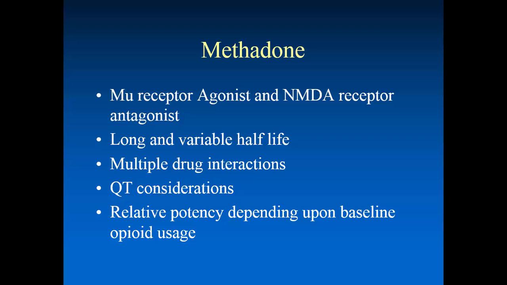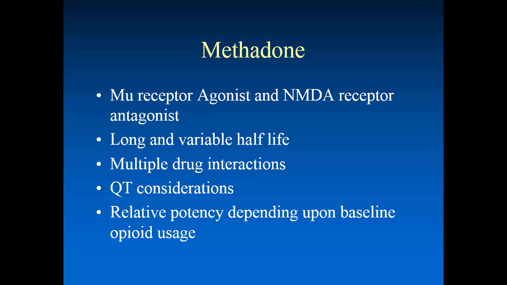Methadone, which will be a separate presentation in and of itself, but it's important to at least be aware of, is a mu receptor agonist and an NMDA receptor antagonist. Methadone is much trickier to use than other opioids. It has a long and variable half-life. In one individual, maybe 24 hours, in another it could be 48. It has multiple drug interactions, and we always have to take into consideration that the person can have QT prolongation with this or with the interaction with other medications.